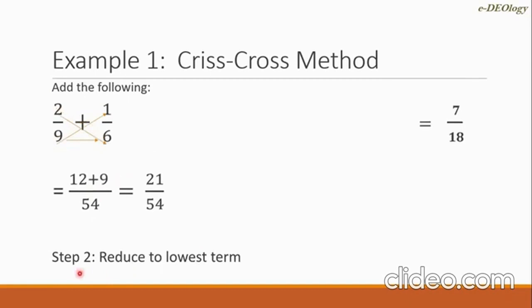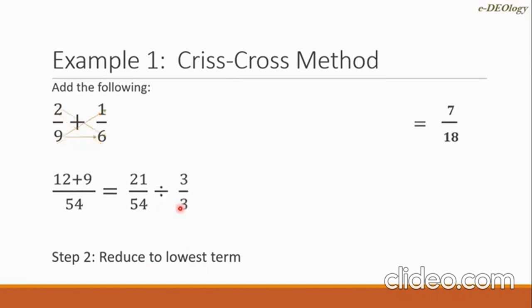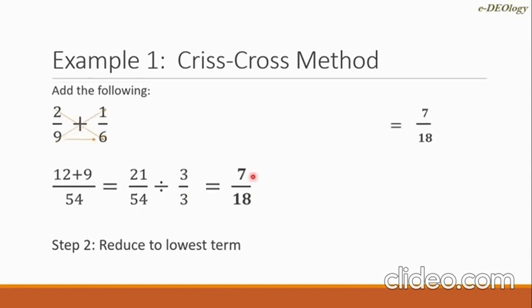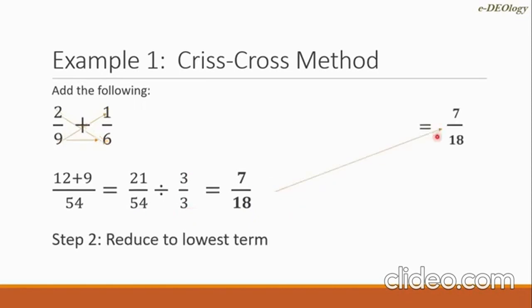Then we go to step 2. We will reduce to the lowest term. We will think of a number that can divide both the numerator and the denominator. And we have the number 3. So we divide 21 by 3, we will get 7. We divide 54 by 3, we will get 18. As we see here, we have the same answer with the conventional method.